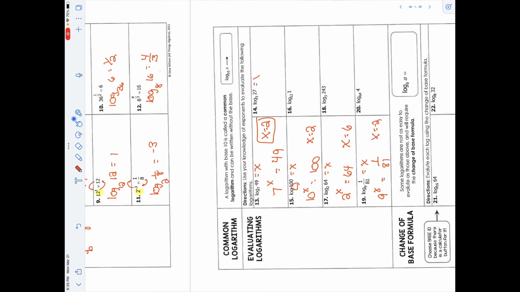And if we set this equal to x, we have 3 to the x is equal to 27. 3 times 3 times 3 is 27, so x is equal to 3. We're going to set that equal to x, so we have 12 to the x is equal to 1. And in order for this to equal 1, x would have to be 0, because anything raised to the 0 power is 1, until you get to calculus, and then it's something else, but we're going to talk about that later.